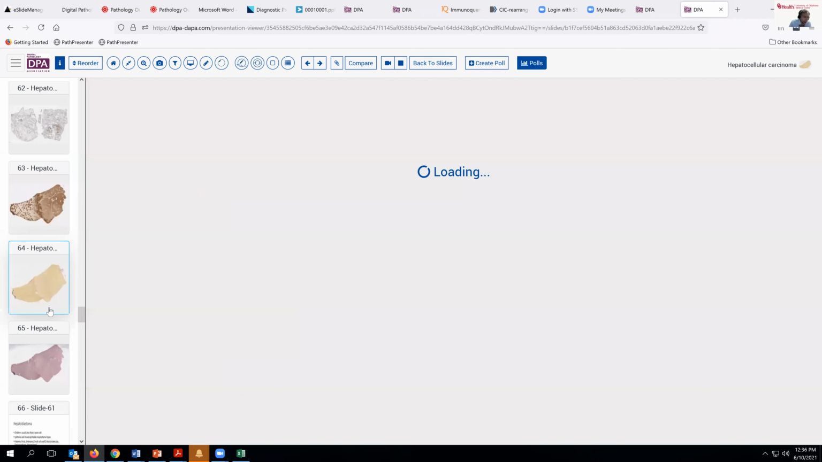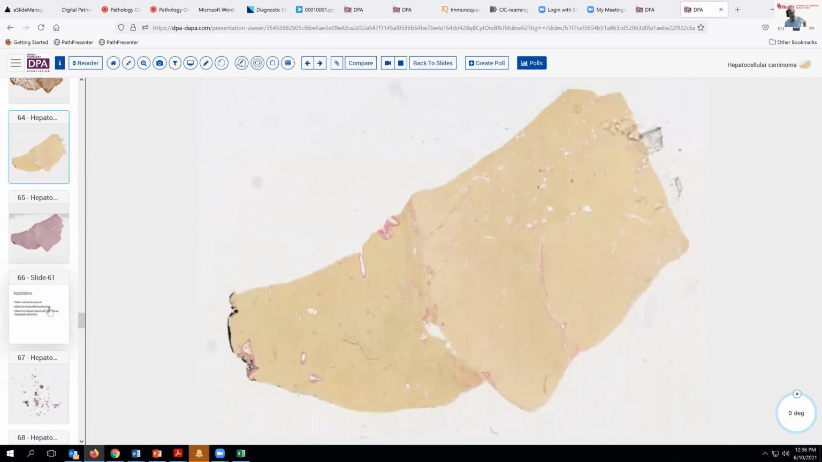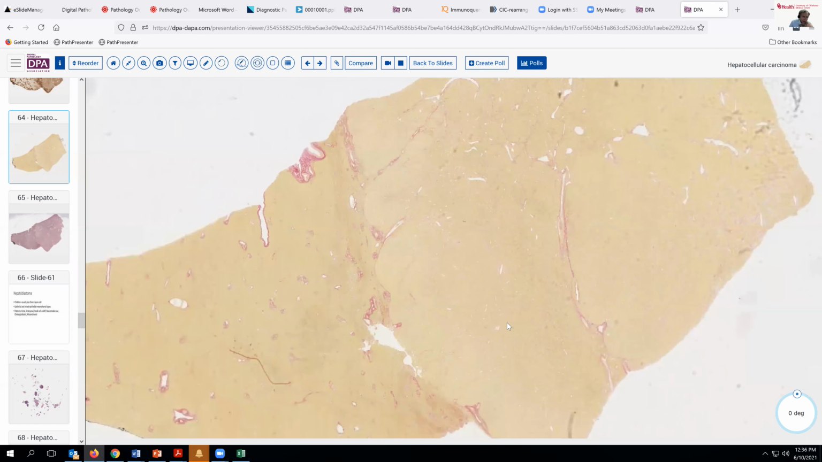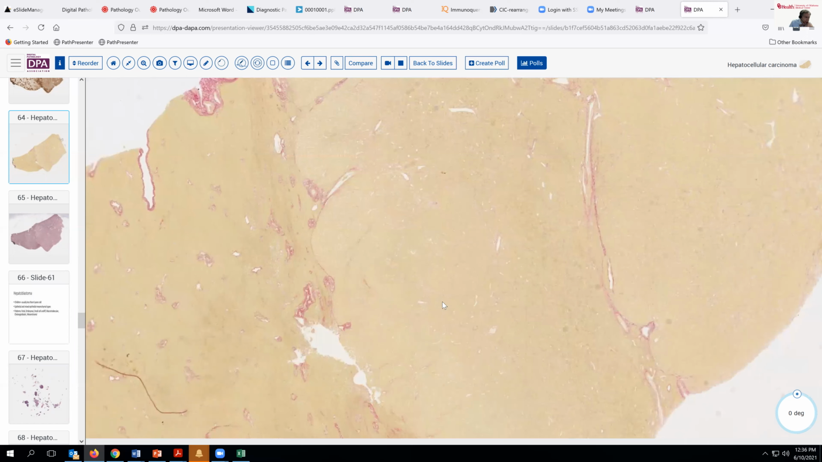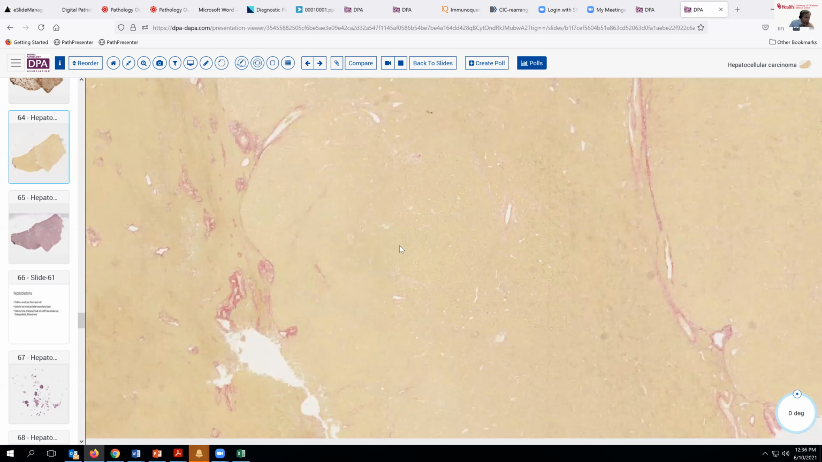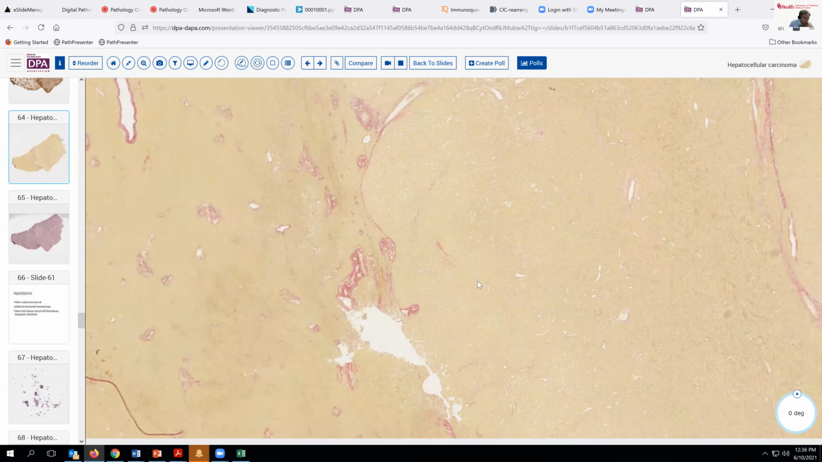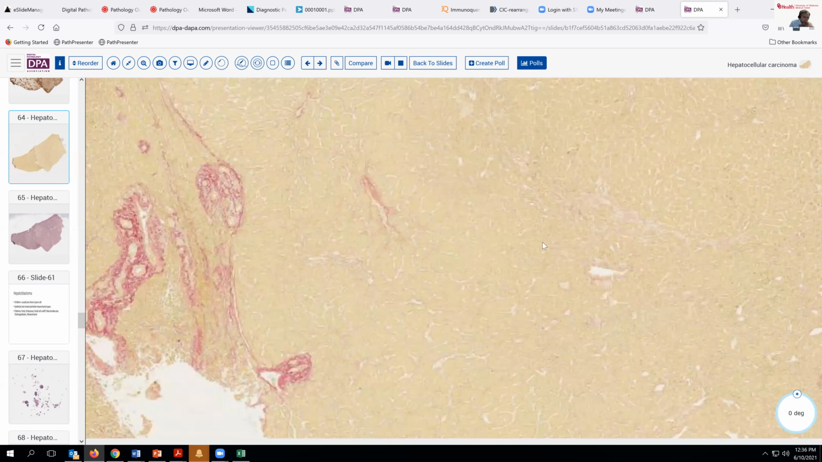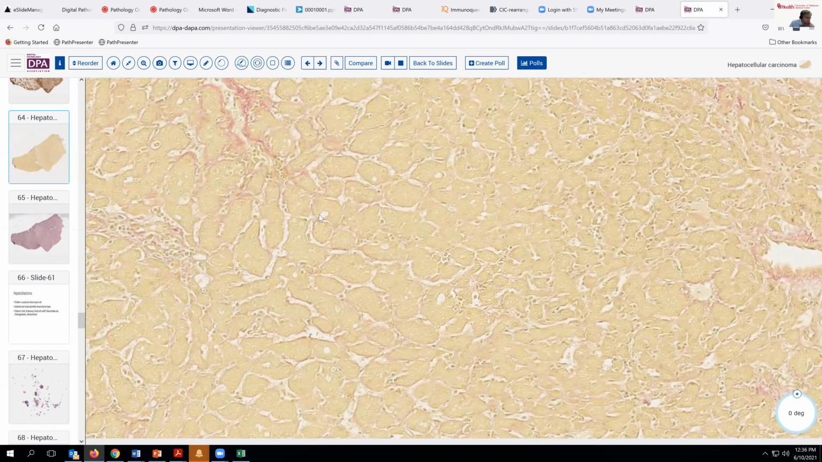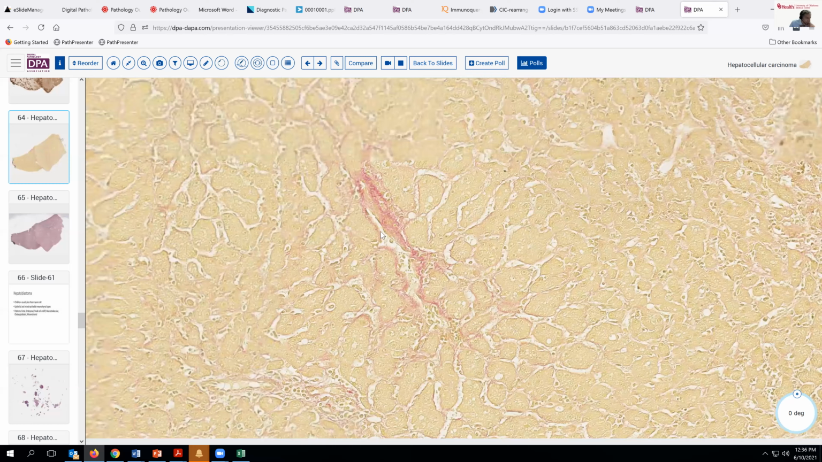Another stain that we did not mention, but you should be aware of as a potential, it's not a frequently used stain, but in some settings perhaps can be very useful, is this histochemical stain. This is not a mucin stain, but this is in fact a bile stain. And so being able to identify the evidence of production of bile by the tumor cells can be very useful.